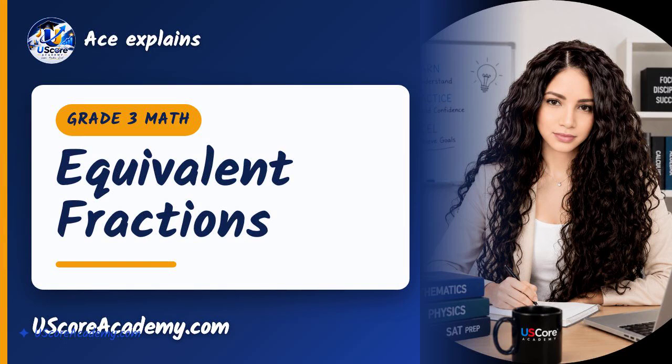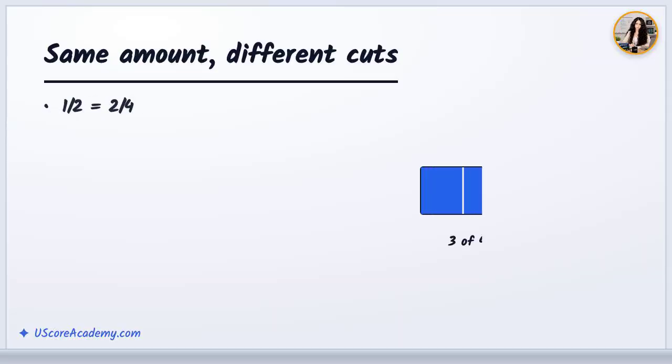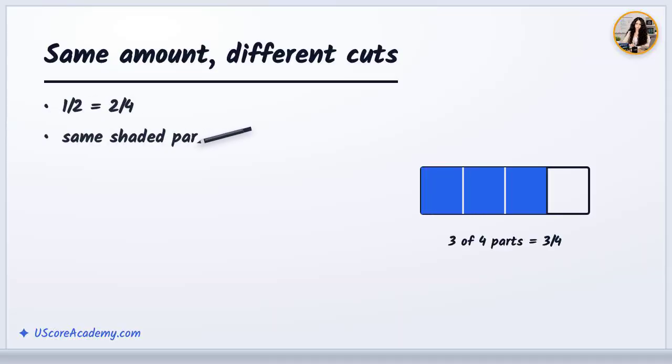Let's learn equivalent fractions together, step by step. Two fractions are equivalent when they cover the same amount. Look at the bars. 1/2 and 2/4 shade exactly the same space. One bar just has more pieces that are smaller. They are equal in size.